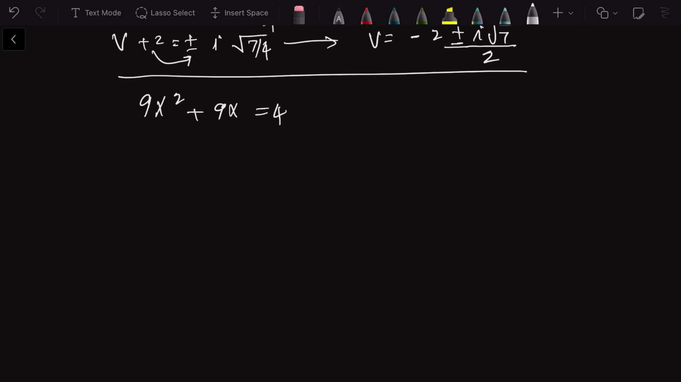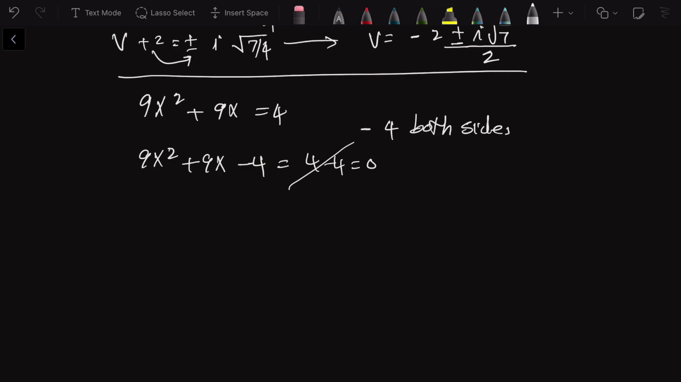Factoring is the easiest way. So how are we going to factor? Well, let's subtract 4 from both sides of the equation. So it would be 9x squared plus 9x minus 4 equals 4 minus 4, which is going to be equal to 0, right?